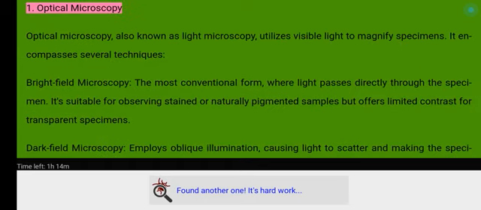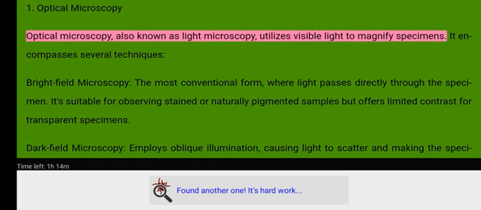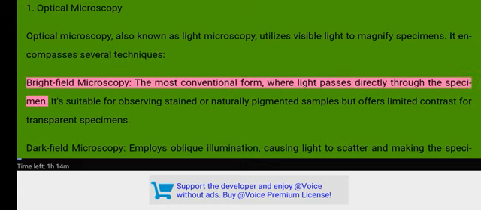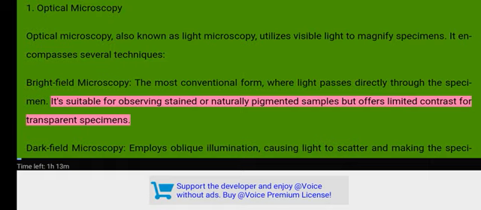1. Optical microscopy. Optical microscopy, also known as light microscopy, utilizes visible light to magnify specimens. It encompasses several techniques. Bright field microscopy, the most conventional form, where light passes directly through the specimen. It's suitable for observing stained or naturally pigmented samples but offers limited contrast for transparent specimens.